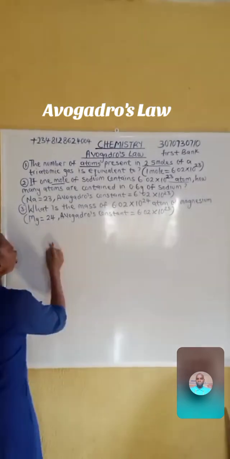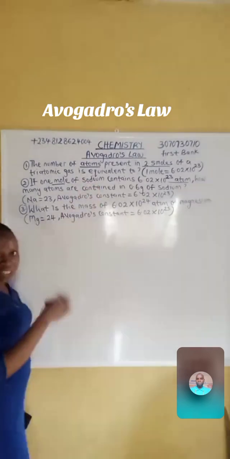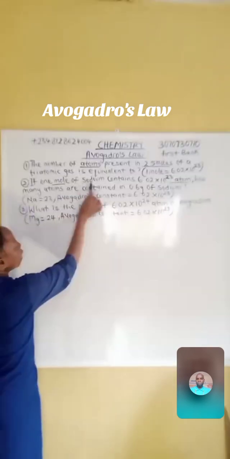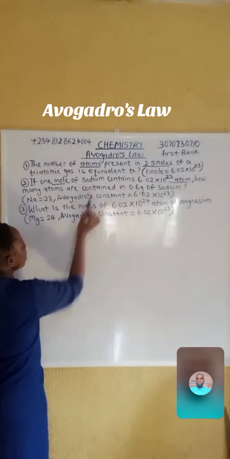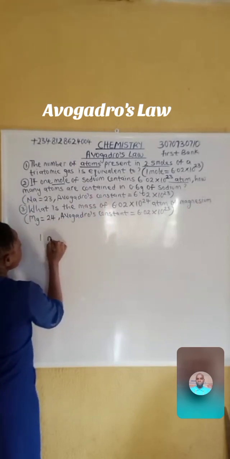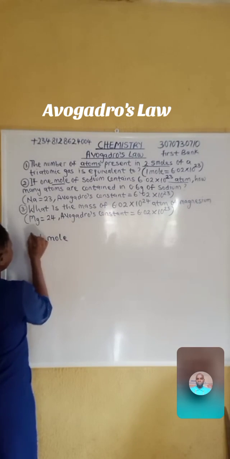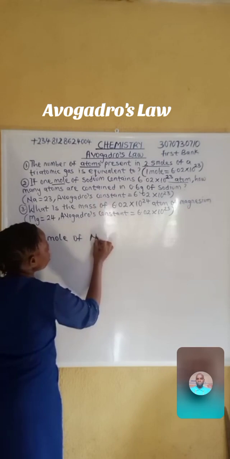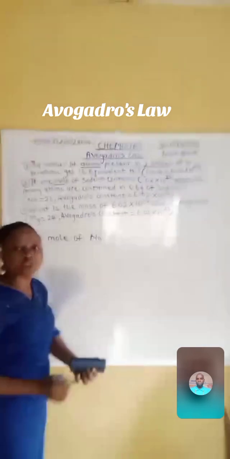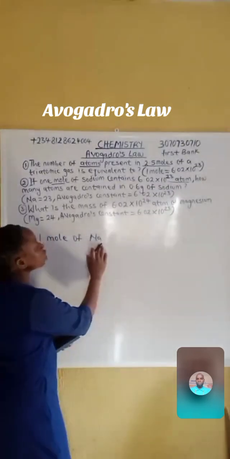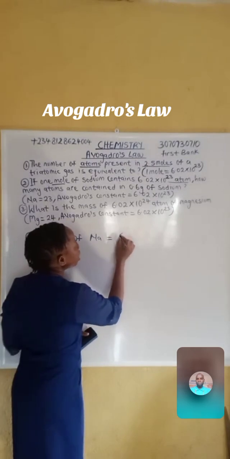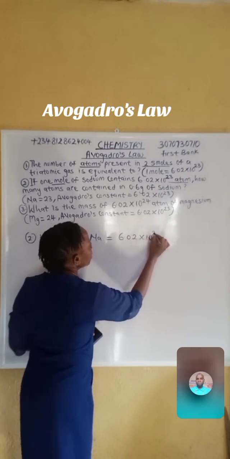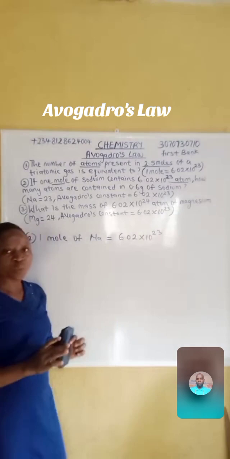You are going to write 1 mole of that atom or the gas. Then which atom are we talking about? That is sodium atom. That is question 2. 1 mole of sodium atom. I'm going to write the symbol. Na is the chemical symbol for sodium. 1 mole of sodium atom equals your Avogadro's constant, which is 6.02 times 10 raised to power 23. That is the first step to take.